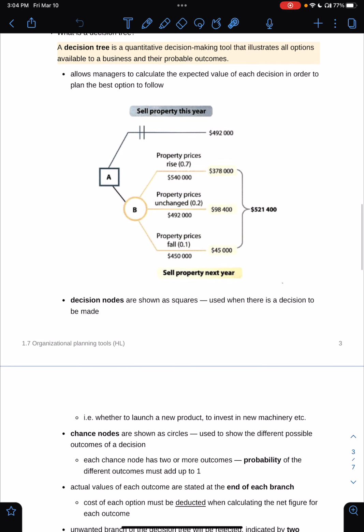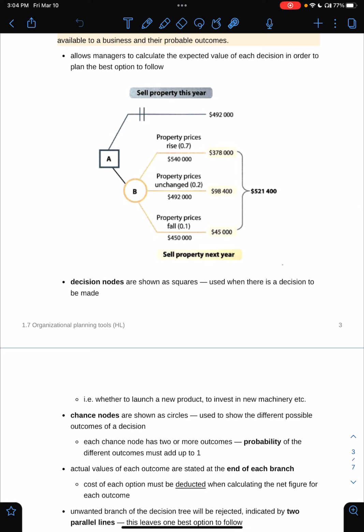And so the decision tree might not be the most accurate form of organizational planning, but it is quite a simple and graphical representation of different probabilities and outcomes.